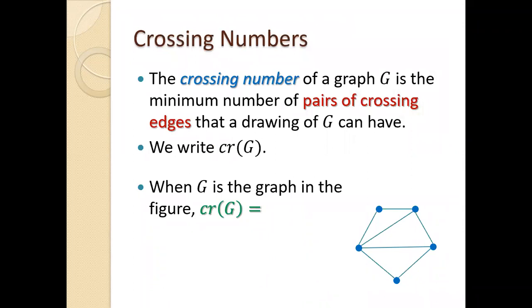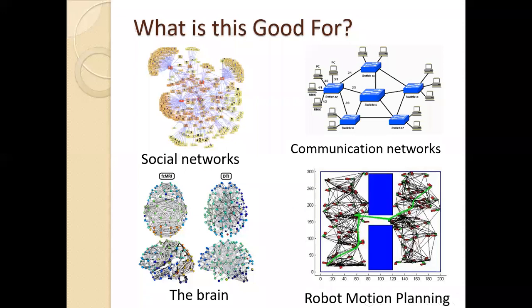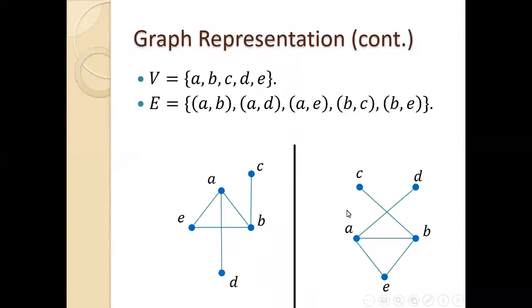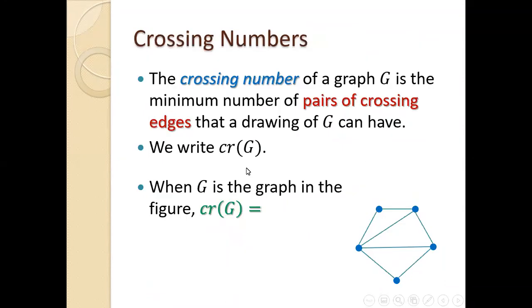So when we draw a graph, we might have some edges crossing. For example, here, these two edges cross, or here, these two edges cross, right? Now, there are different ways of drawing the graph. Out of all these drawings, the crossing number of the graph is the minimum number of crossings that you need. We write it like this. The crossing number of G is the minimum number of edge crossings that you need when you draw this graph.